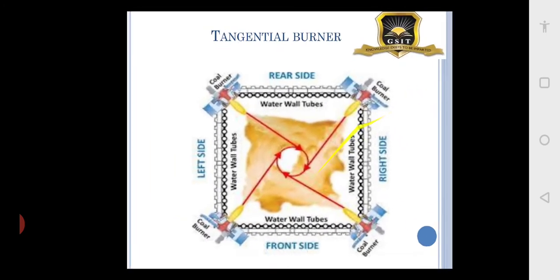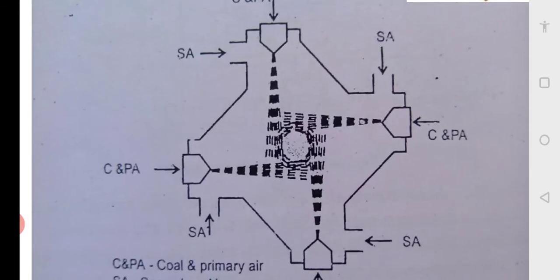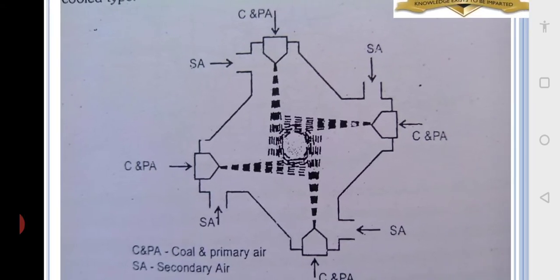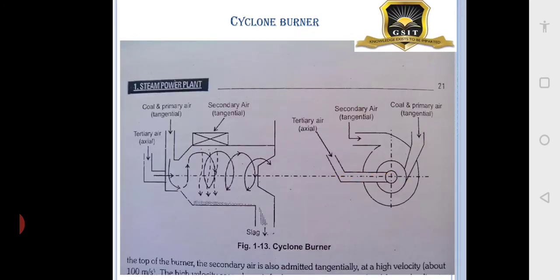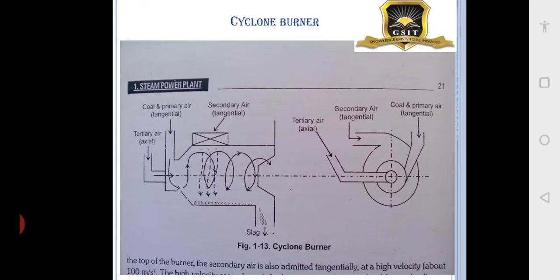We will see the textbook sketch also, the textbook sketch for a simplified drawing. So SA stands for secondary air, and C and PA means coal and primary air. Here we are talking about pulverized coal. Then there is something called cyclonic burner also.